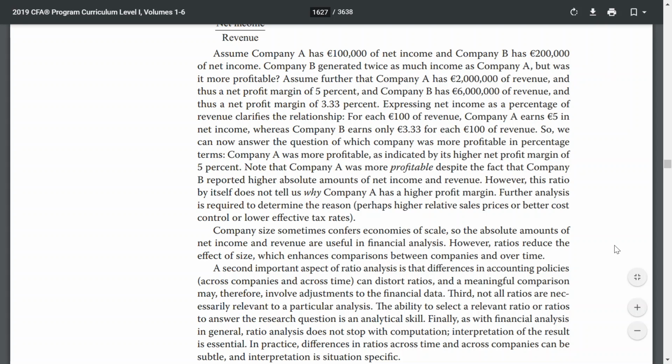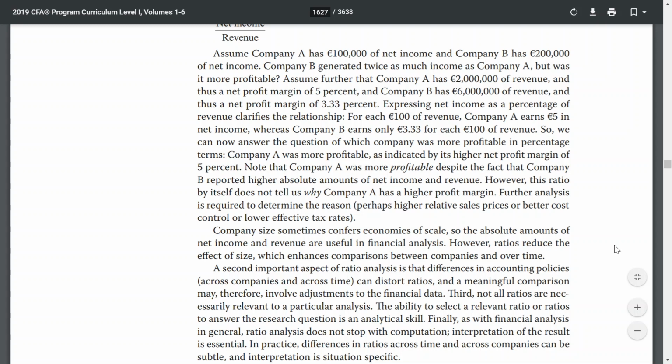So we can now answer the question of which company was more profitable as a percentage. In percentage terms, Company A was more profitable, as indicated by its higher net profit margin of 5%. Note that Company A was more profitable despite the fact that Company B reported higher absolute amounts of net income and revenue. However, the ratio by itself does not tell us why Company A has a higher profit margin. Further analysis is required to determine the reasons.